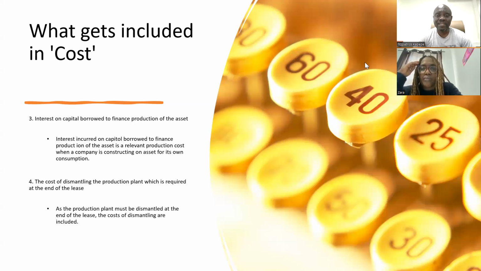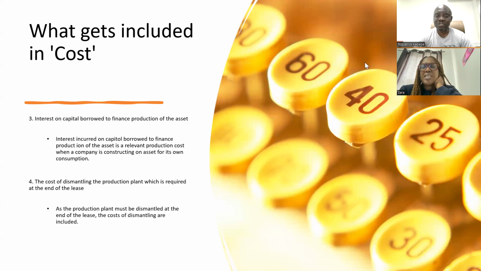Those of us who are actually in the energy sector do understand that, for example, solar plants will reach a stage where they are no longer useful. Maybe it's after 25 years. So all that decommissioning cost has to be included as part of your pricing, as part of the asset.